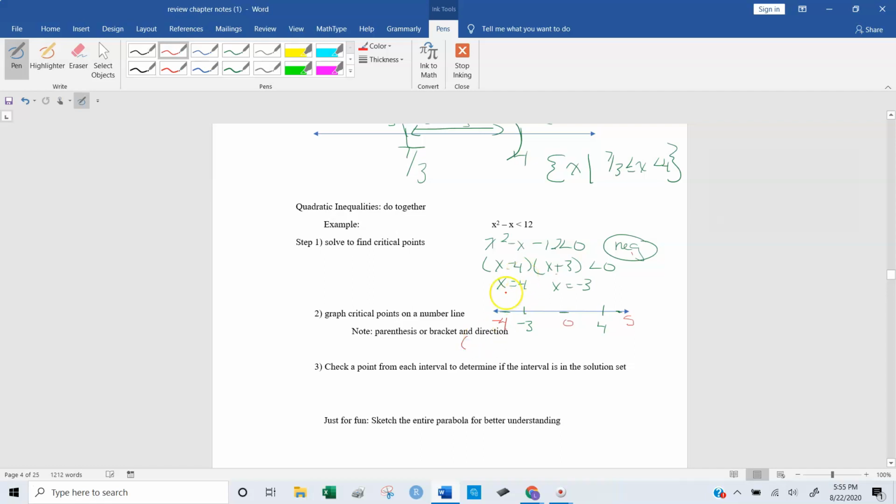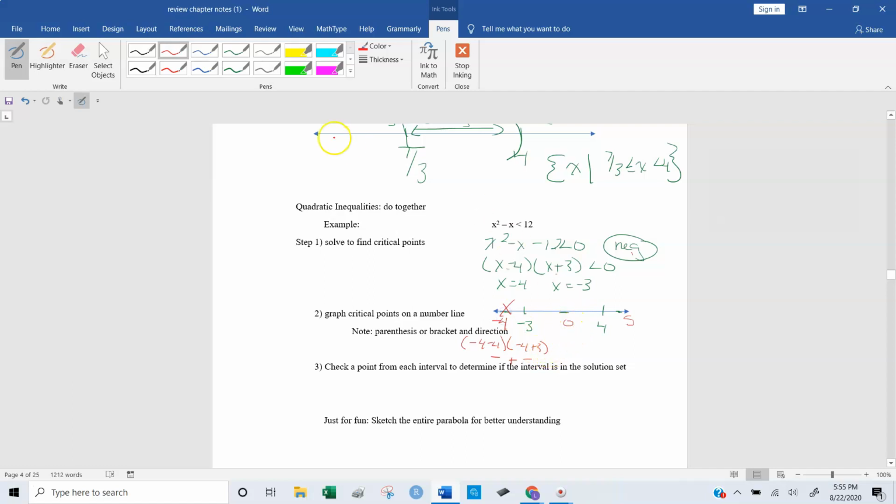So I'm going to plug my negative 4 in for my x. I got negative 4 minus 4 times negative 4 plus 3. Well, this is a negative number, and this is a negative. A negative times a negative is absolutely a positive, but I need a negative answer because it's less than 0. So this one does not work.